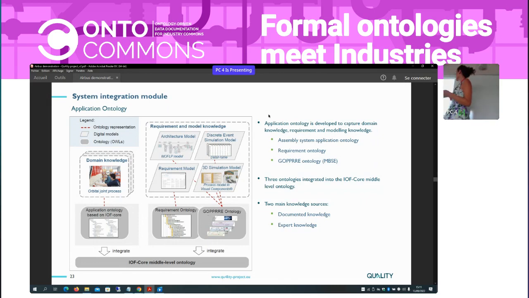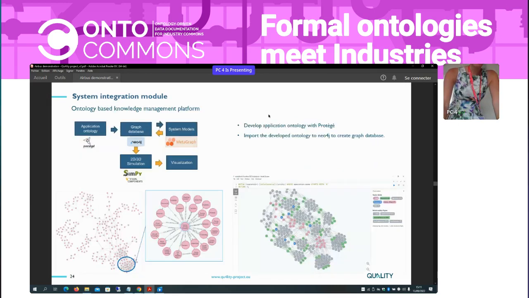These three ontologies are integrated with IOF core, and there are two main knowledge sources for this application ontology. What we wanted was to check and reuse existing knowledge from the process, but documented, so explicit knowledge. Out of it, the application ontology was built, and we made some checks with the experts about the information that we captured.